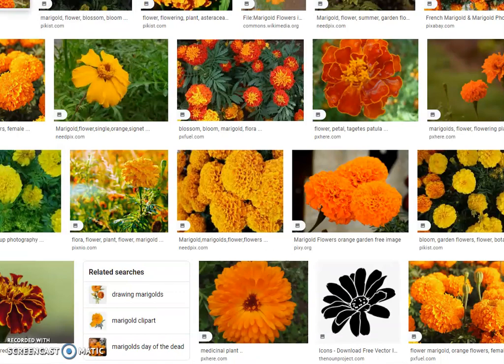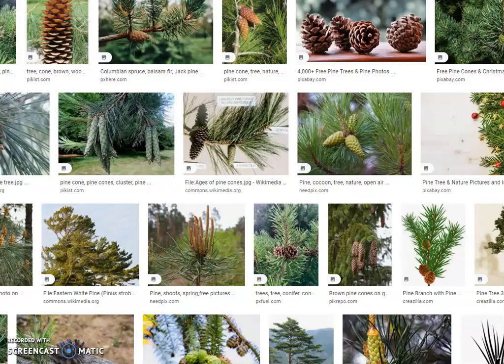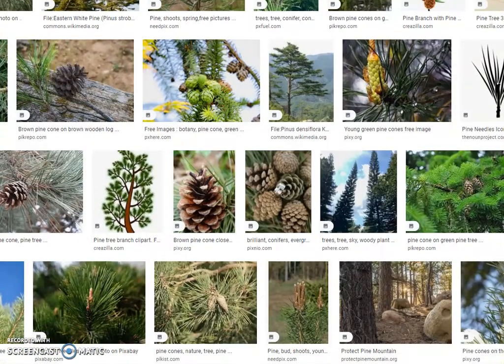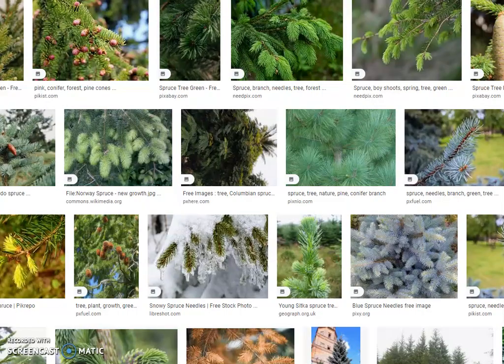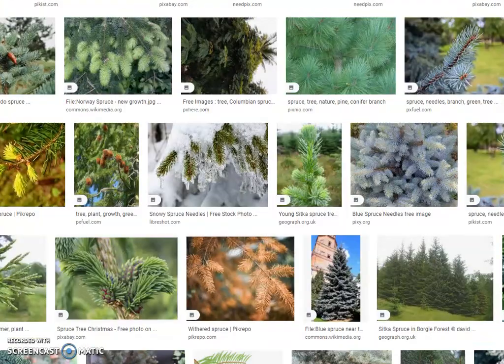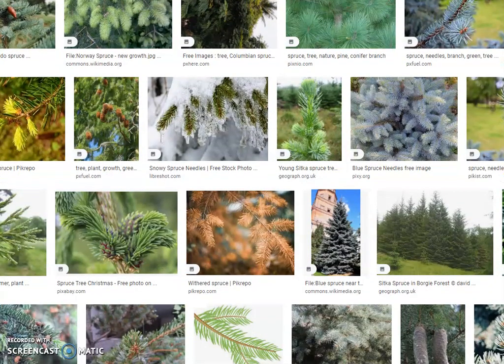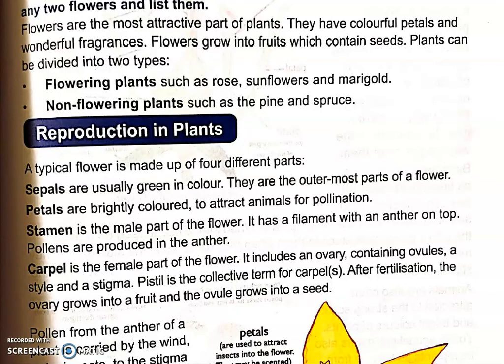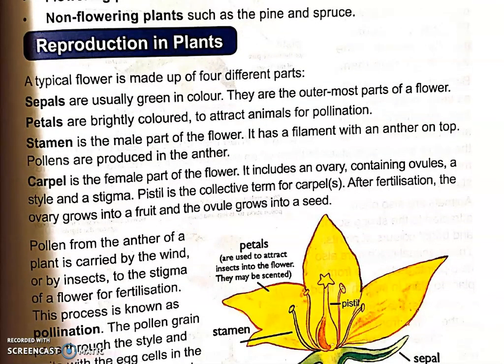Then there are some non-flowering plants also, like pine. Pine is very commonly found in India, where you see pine trees. They don't have flowers. Or trees like spruce. Again, these spruce trees do not have any flowers, but still they are trees or plants nevertheless. So when we are talking about reproduction in plants, a very important component is flowers.